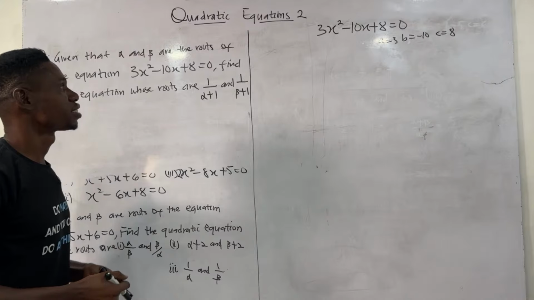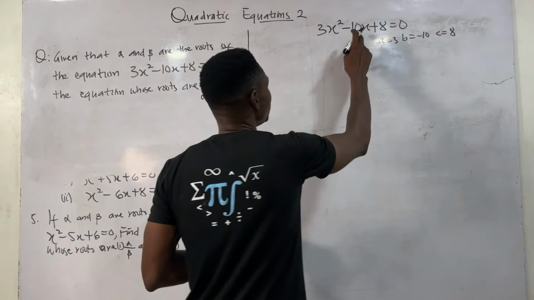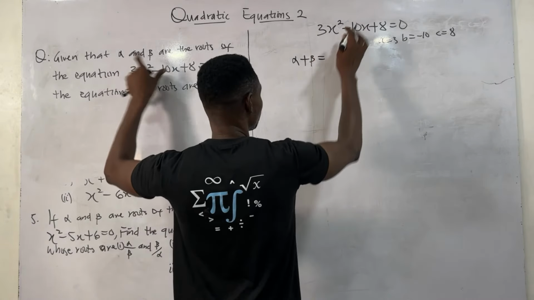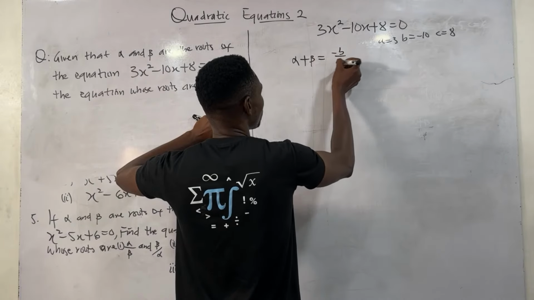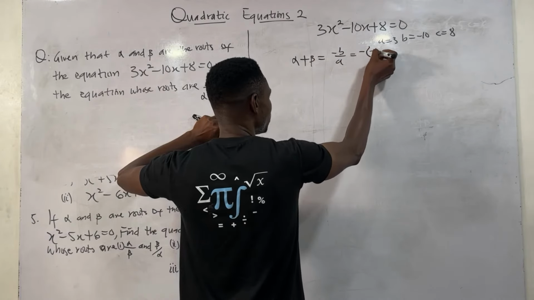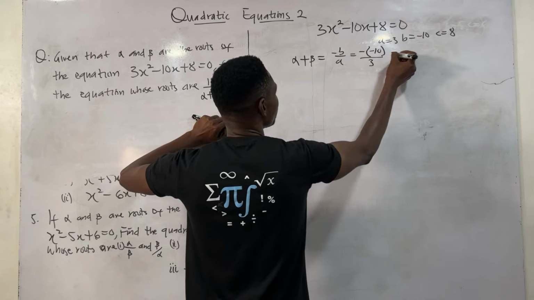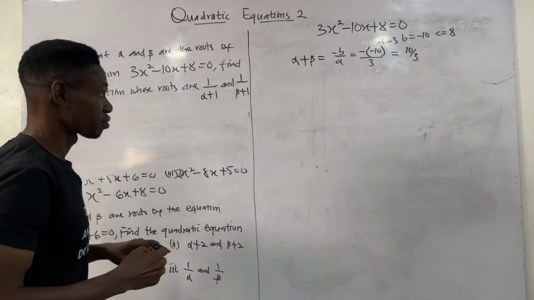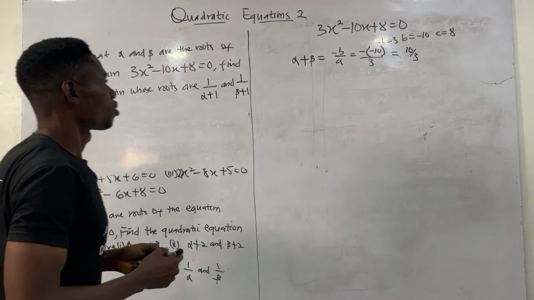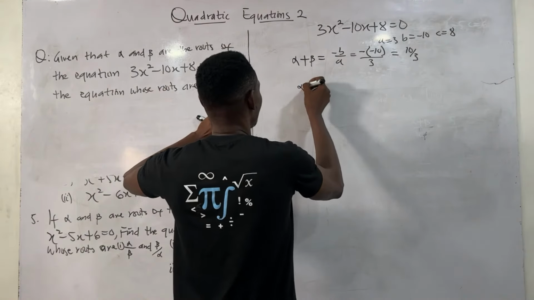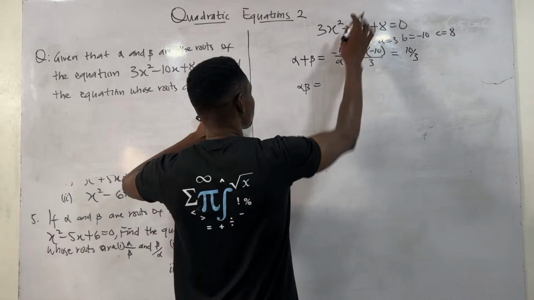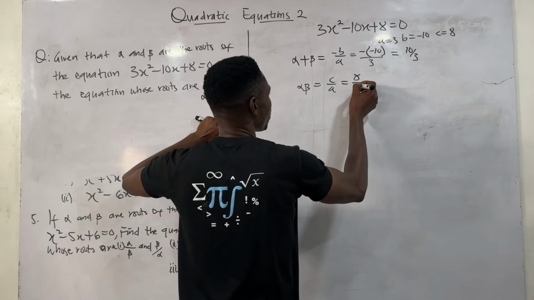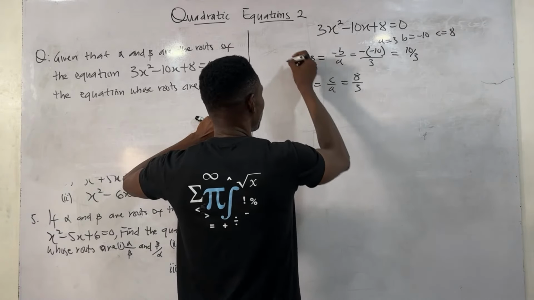So that one established. So based on this, our sum of roots alpha plus beta from the original equation is what? Minus b over a, which is minus 10 over 3. So minus minus gives us positive 10 over 3. Now, what about product of roots? Alpha, beta, the product of these roots will be c over a. And our c is what? 8 over 3. So we have both.